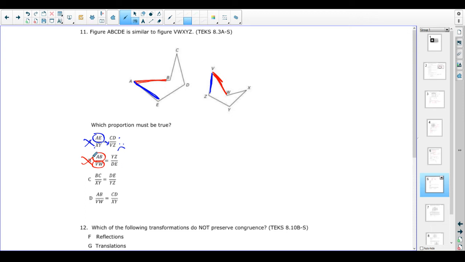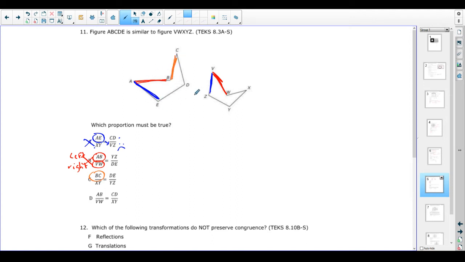Because we made the key for this. This would be left shape over right shape. And YZ is absolutely not on the left shape. So that does not work. So we keep trying. We go to the next one. So BC.